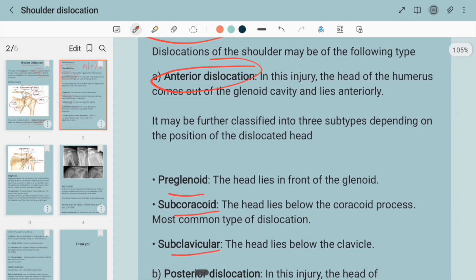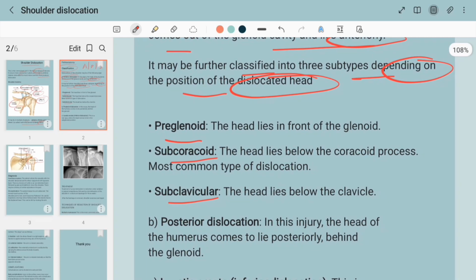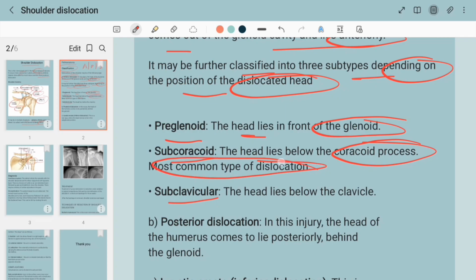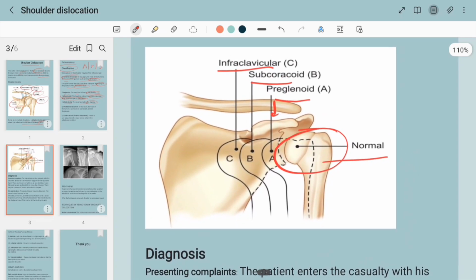In the anterior dislocation, the head of the humerus comes out of the glenoid cavity and lies anteriorly. It may be further classified into subtypes depending on the position of the dislocated head. As we see in the picture, in the preglenoid the head lies in front of the glenoid cavity. In the subcoracoid the head lies below the coracoid process. This is the most common type of dislocation. And in the subclavicular the head lies below the clavicle, as we see in the picture.